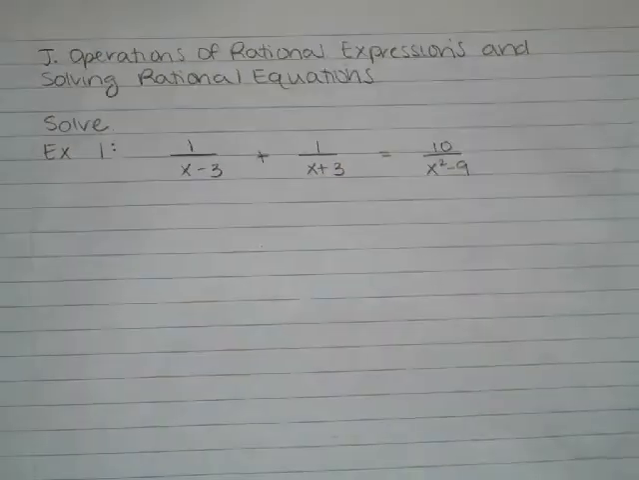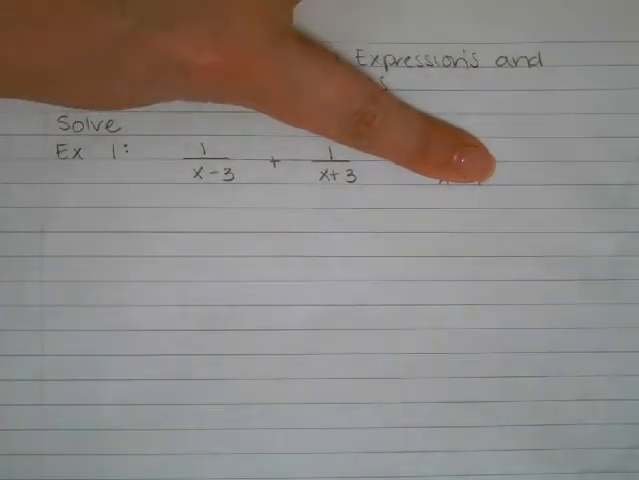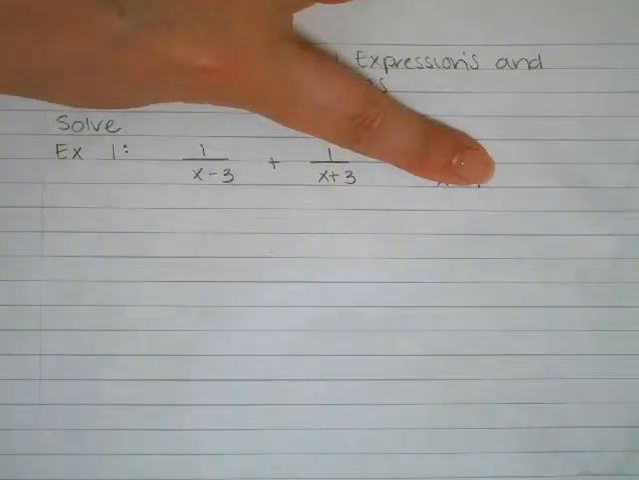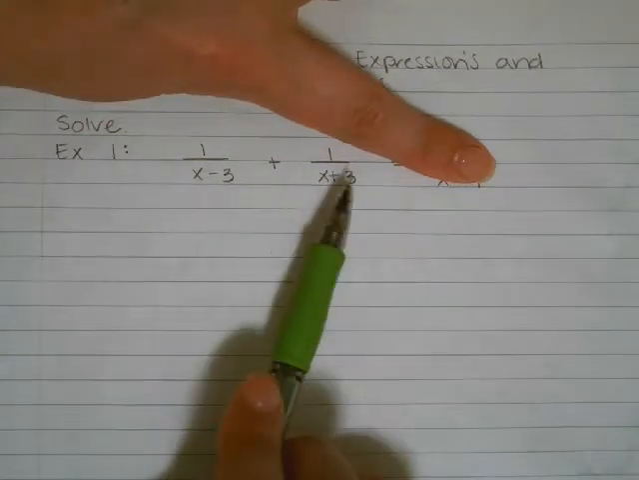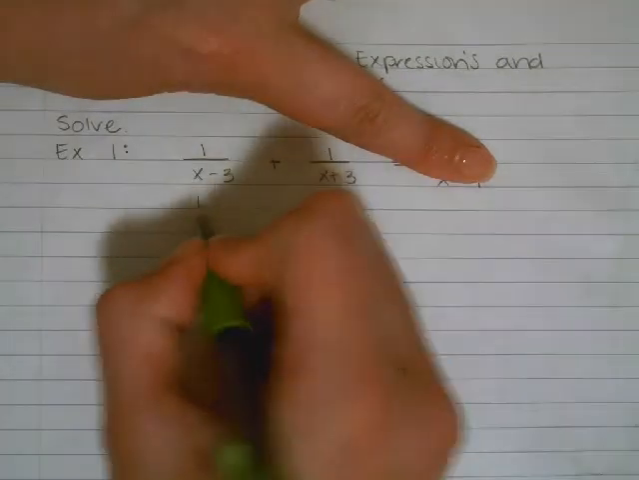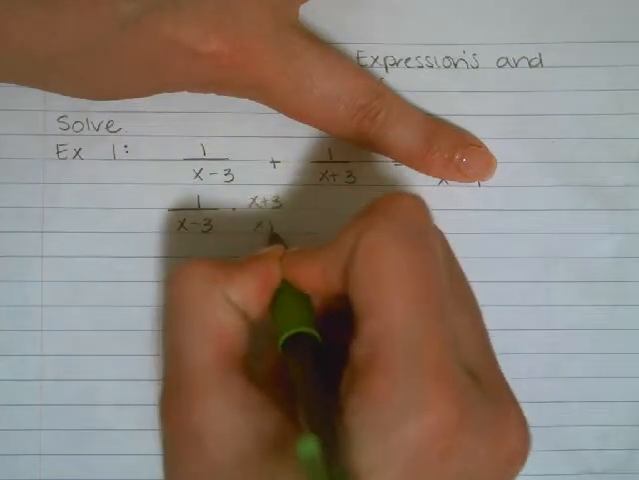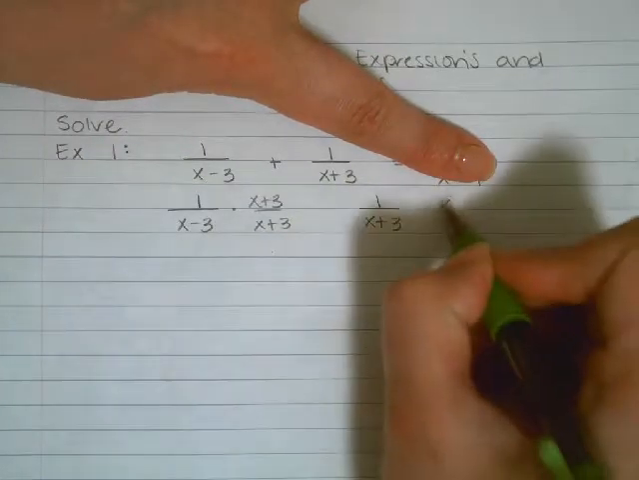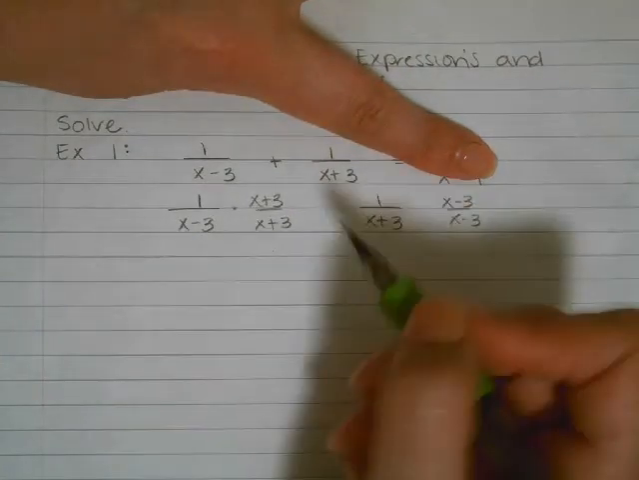First, let's just ignore the right side of this. Let's pretend that we needed to add these rational expressions right here. If this was not an equation, just a problem where you had to add them, then you would need to have a common denominator. Your common denominator would be the x plus 3 and the x minus 3. So for the first fraction, you need to multiply by x plus 3 over x plus 3, and for the second fraction, you need to multiply by x minus 3 over x minus 3. The purpose of doing that is to get that common denominator.